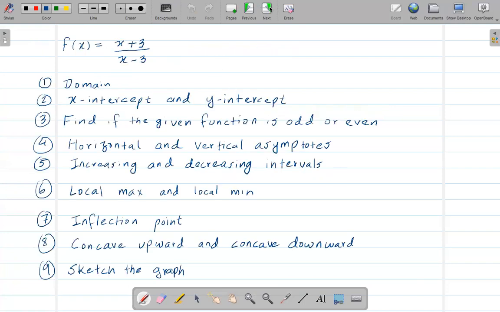Okay, now the second one we have here is x-intercept and y-intercept. Here again, we need to go back to the algebra thing. To find the y-intercept, we need to know that any point on the y-axis has x always equal to 0. This is a fact, so we're just going to use this fact to find the y-intercept.